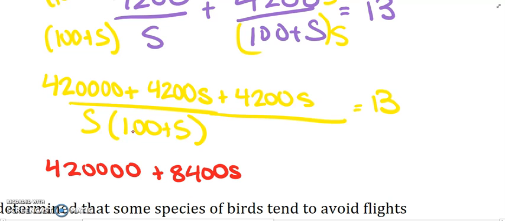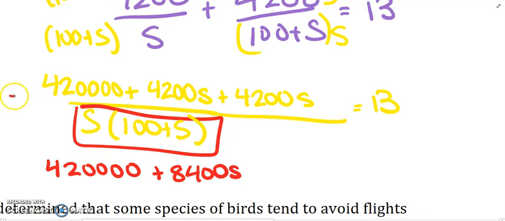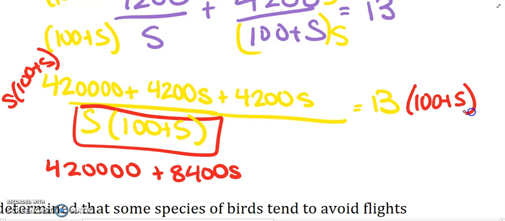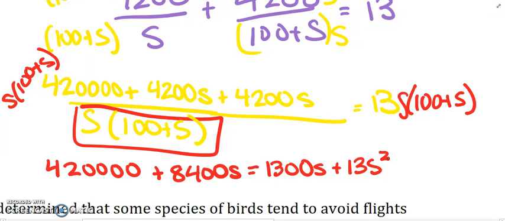Combine like terms on top. I'm going to multiply both sides by my denominator to get rid of it. And on the right, you get 13 times S times 100 plus 13 times S times S. And you can write that out in a couple steps if you need to. Now, in order to solve, we need to move everything to one side. I'm going to move everything to my right side. And then 1,300 minus 8,400 is 7,100.